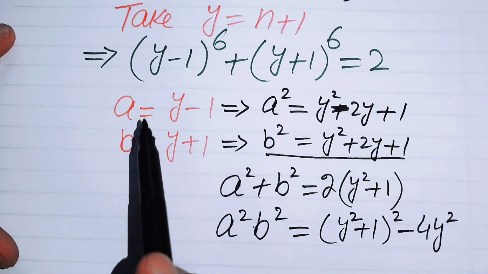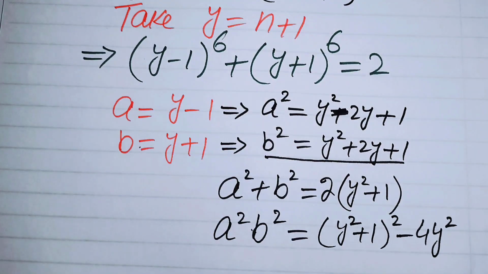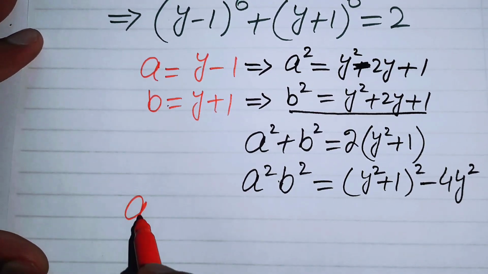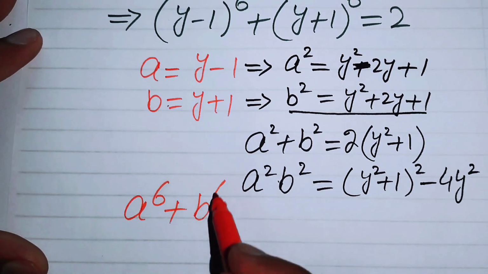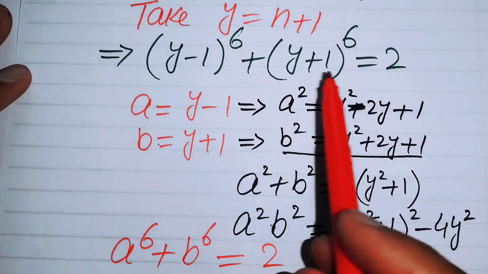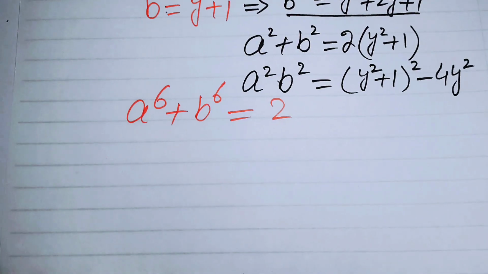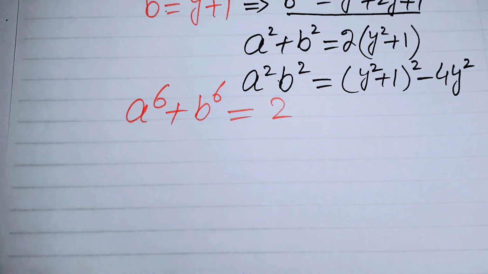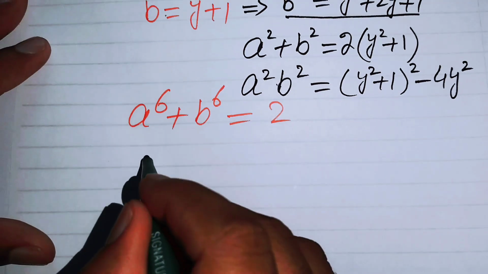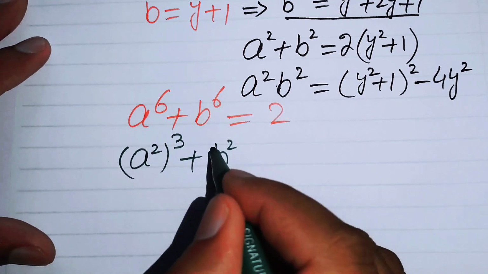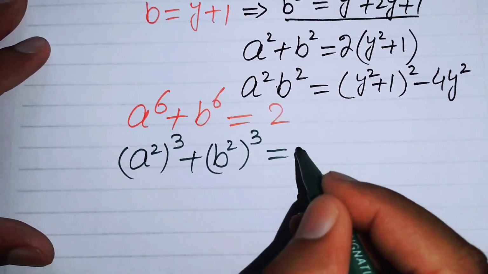And now when you put a and b in this equation, then you will get a^6 + b^6 = 2. I can put these two values in this given equation. So now you can see that we have a^6 and b^6, so I can write it as (a^2)^3 + (b^2)^3 = 2.